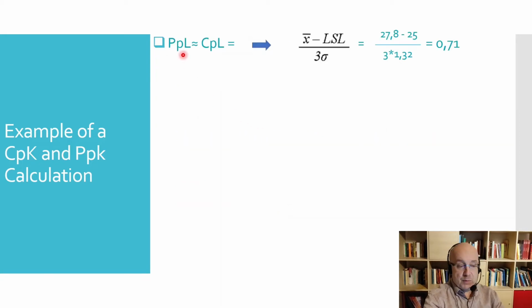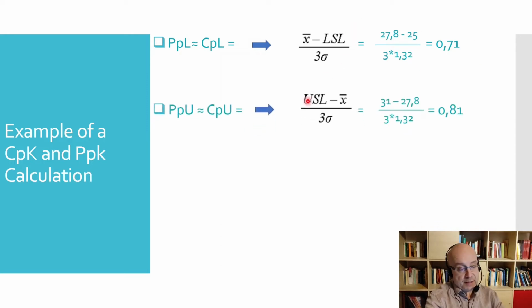So PPL, which is almost equal to CPL, if we apply the formula, will be these numbers. Instead of the average, we place 27.8, which is exactly the average we have obtained. 25 stands for the lower specification limit, 3 times the standard deviation obtained on my 20 data, which is 1.32, and we get a value of PPL of 0.71.